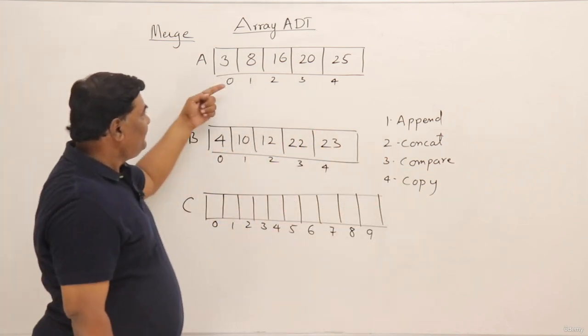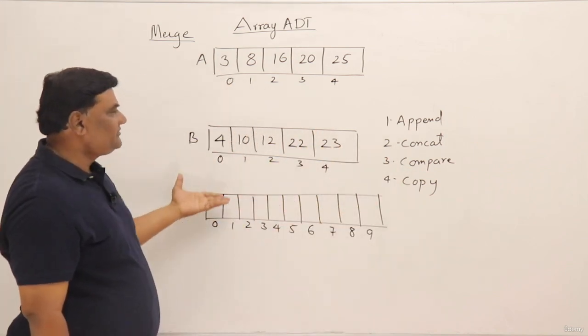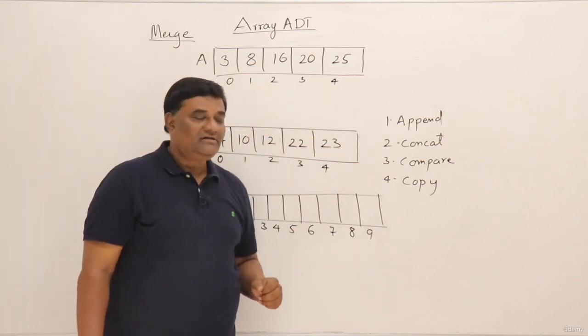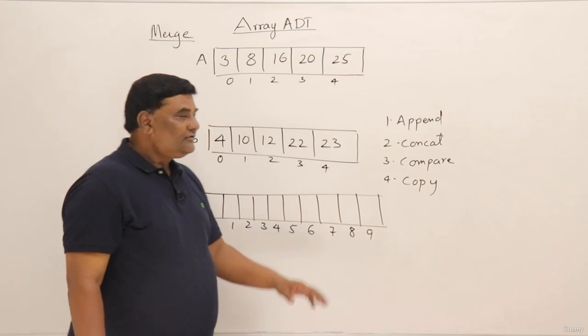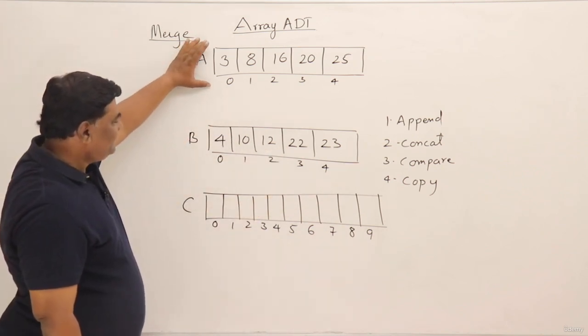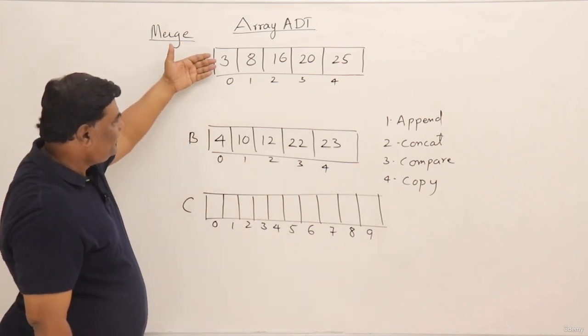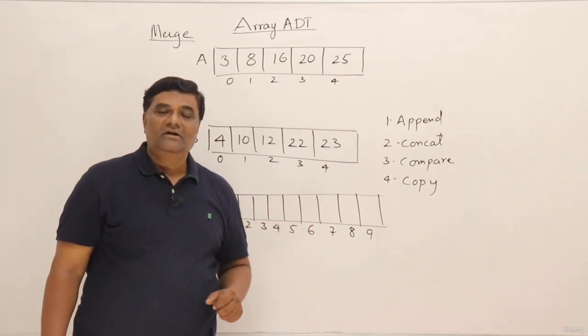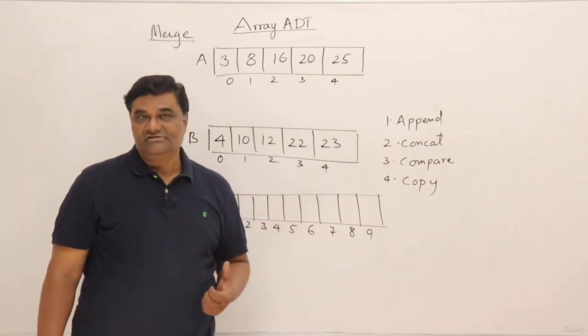Comparing two arrays means comparing whether they have the same set of elements or not. So one by one we have to compare the elements from the two arrays. Then copying. If you have an array of elements and there is a free, empty array, we want to copy all these elements into this one. So this is copying. Now likewise we have merge.